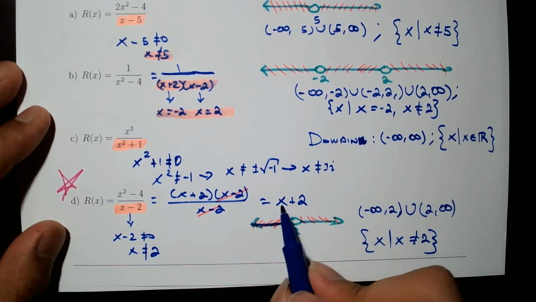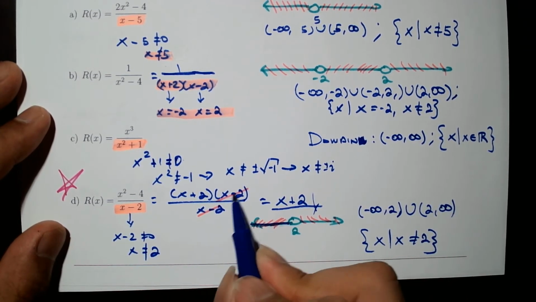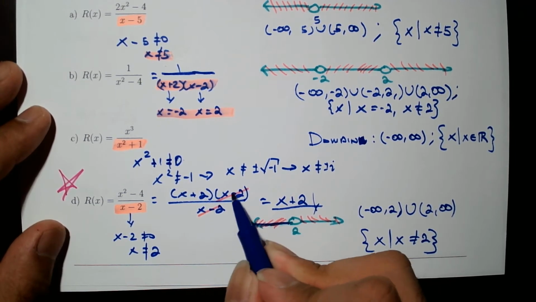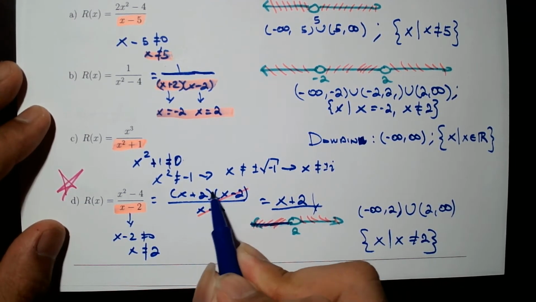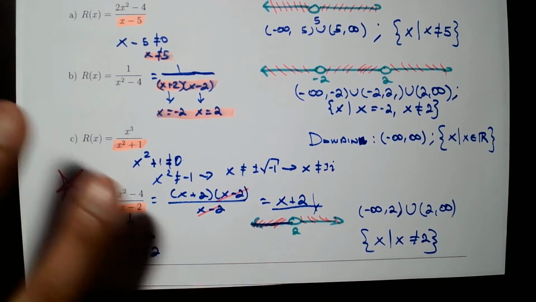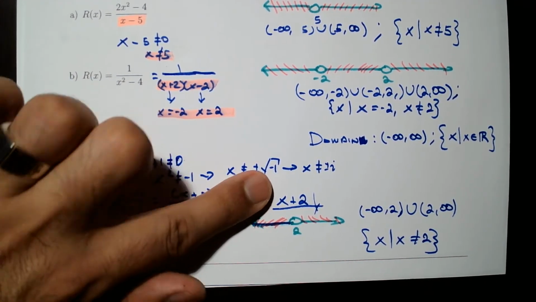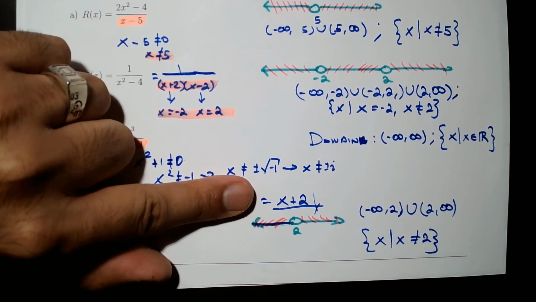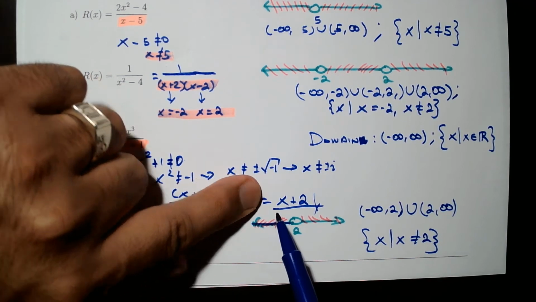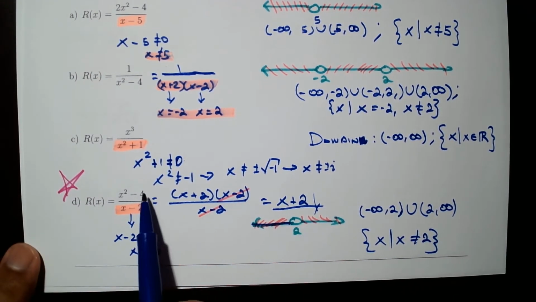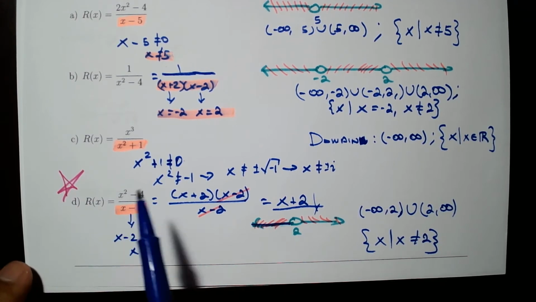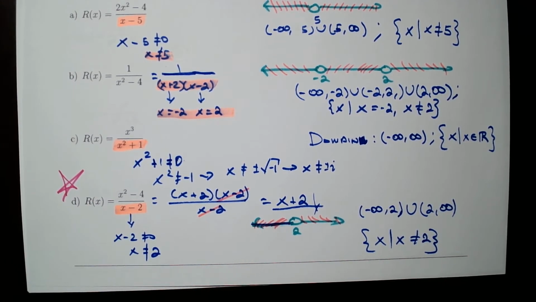When you simplify them, even though we divide out some of the factors that potentially give a denominator equal to 0, if we were just given f of x equals x plus 2 without knowing this, the domain would be all real numbers. However, this x plus 2 came from simplifying something more complex like this rational function.